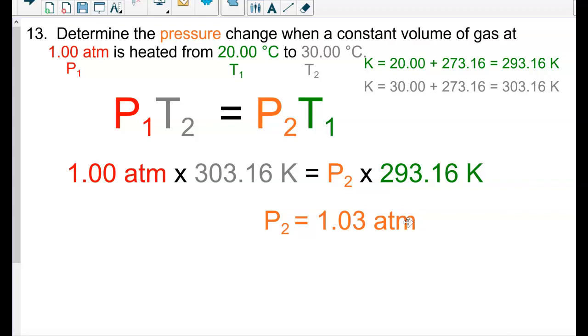Let's look at the general characteristics and change here. We went up in temperature, and we went from 1 atmosphere to 1.03 atmospheres in pressure. So temperature went up and pressure went up, which should be consistent with the things we've been talking about throughout this unit. They are directly related.